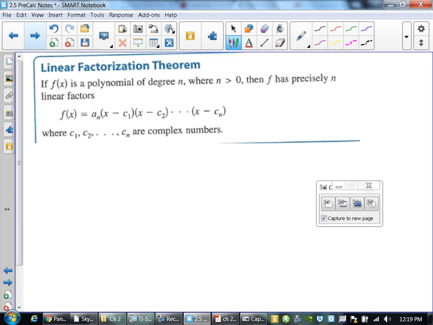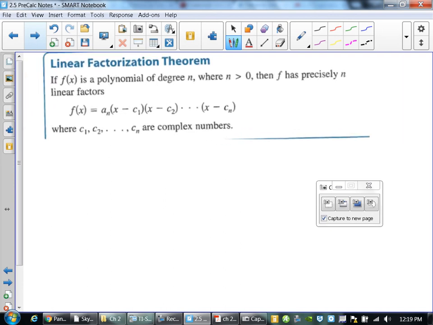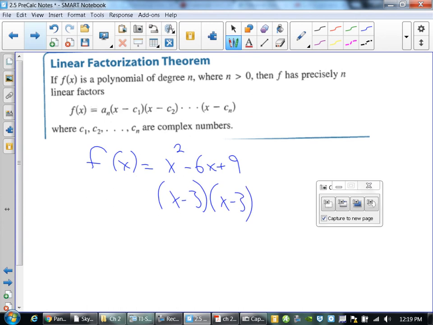You've also done this, but you didn't know that this is what it was called, linear factorization. But if I showed you this, f of x equals x squared minus 6x plus 9, how do I factor that? -3, -3. So it's x minus 3, x minus 3. So this is what you've been doing all along for factoring. It just looks weird. And so on and so on for however many possible zeros you have. Oh, that's all that meant.